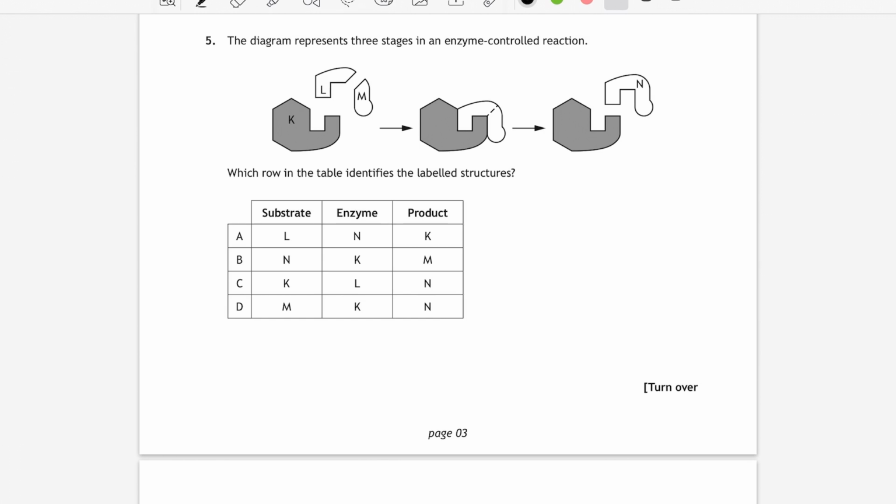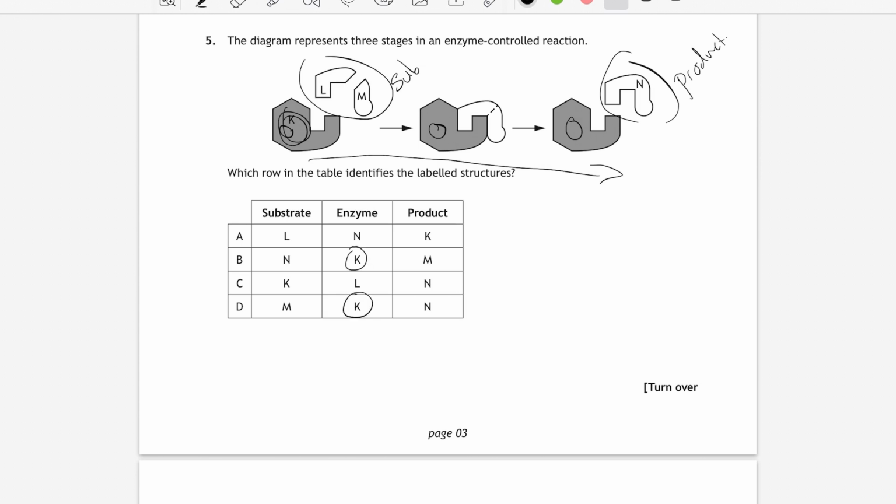So I'm looking at an enzyme reaction which is going in this direction. So I've started with 2 things here and I've got 1 thing over here. That would tell me that these L and M are going to be substrates and this N is going to be a product. So if I look straight away, this means that this part here, K, is going to be my enzyme. So that remains unchanged. So that can narrow my answers down very quickly. So for enzyme being K, it's going to be answers B or D. And then if I'm looking for product to be N, it's going to be this one here. So the answer for 5 is D.